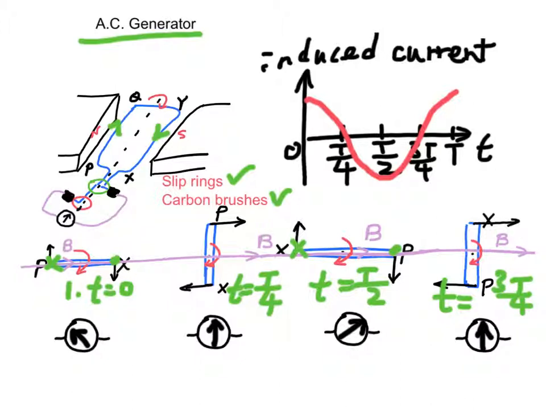Notice that when the plane of the coil is parallel to the magnetic field, the induced current has greatest magnitude. However, when the plane of the coil is perpendicular to the magnetic field, there will be no induced current.